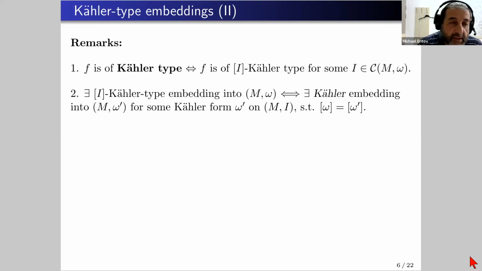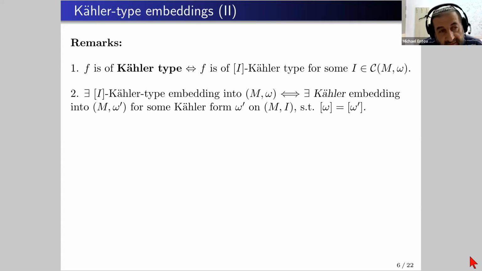So then what we get immediately by using Moser's result is that the existence of an I Kähler-type symplectic embedding into M omega, and I'll fix I and let omega vary, is the same as the existence of a Kähler embedding into M omega prime for some other Kähler form omega prime on the same complex manifold M, I fixed, in the same homology class.